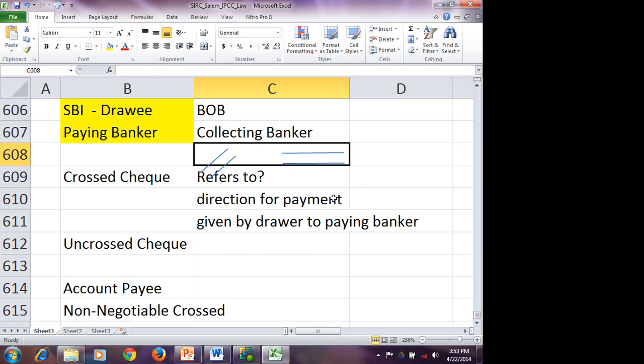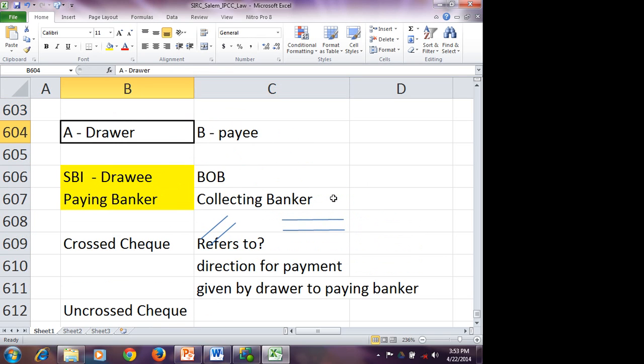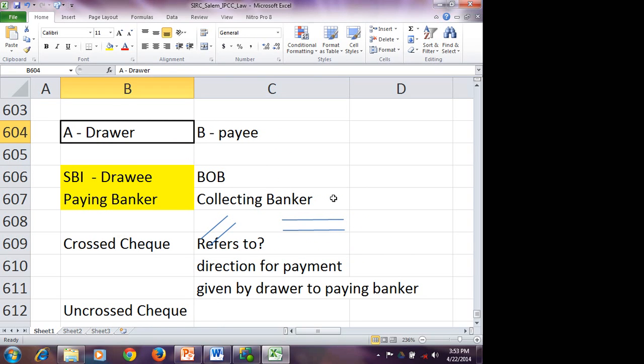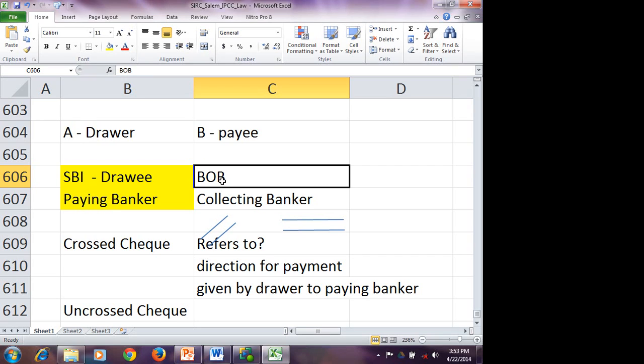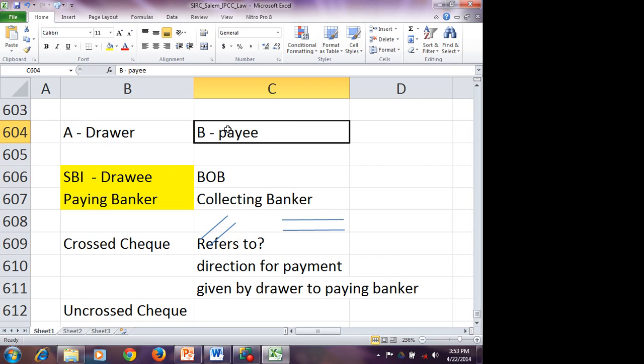What direction? Now what does A say to SBI? A issues a crossed check to B. How does that impact SBI? He tells SBI, don't make the payment across the counter. SBI shall make the payment only to another banker, not directly to B. That is what is called crossing.